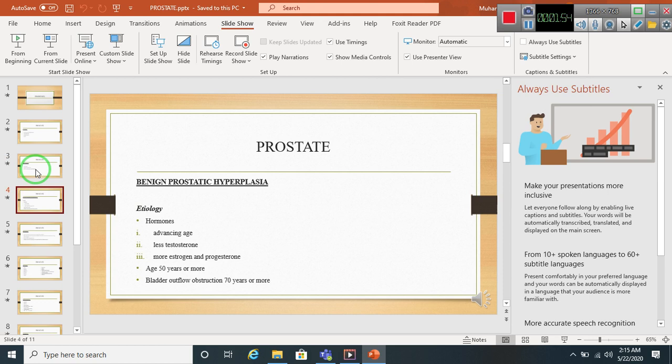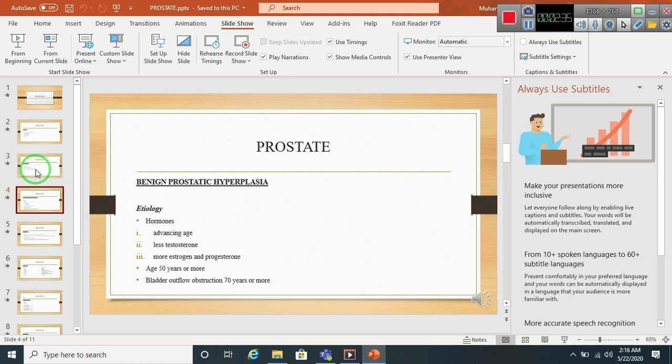Today's topic, benign prostatic hyperplasia, etiology. There are certain theories. Number one is the hormonal theory. According to the hormonal theory, in advancing age the male hormones decrease, whereas the female hormones, as both male and female hormones are present in both males and females. So in males, the male hormones decrease, so the ratio of female hormones increases.